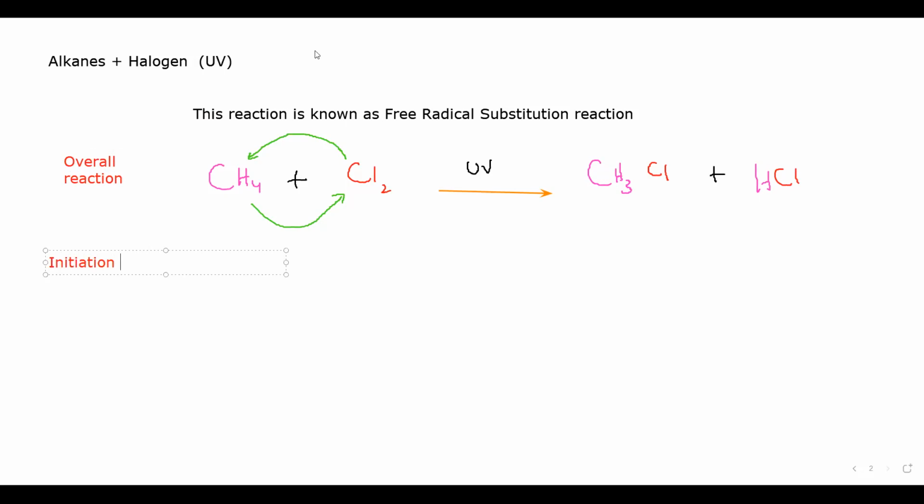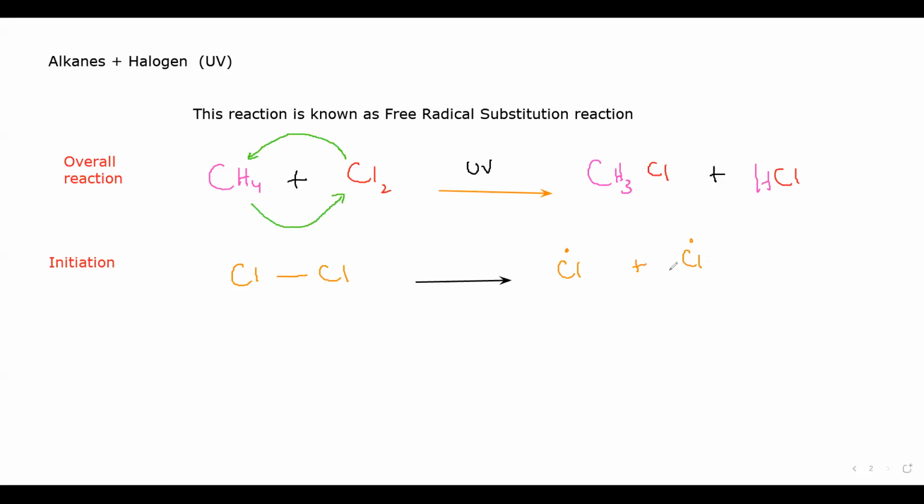So what happened in the initiation reaction? We have a chlorine molecule, which turns into a chlorine free radical due to the ultraviolet light.